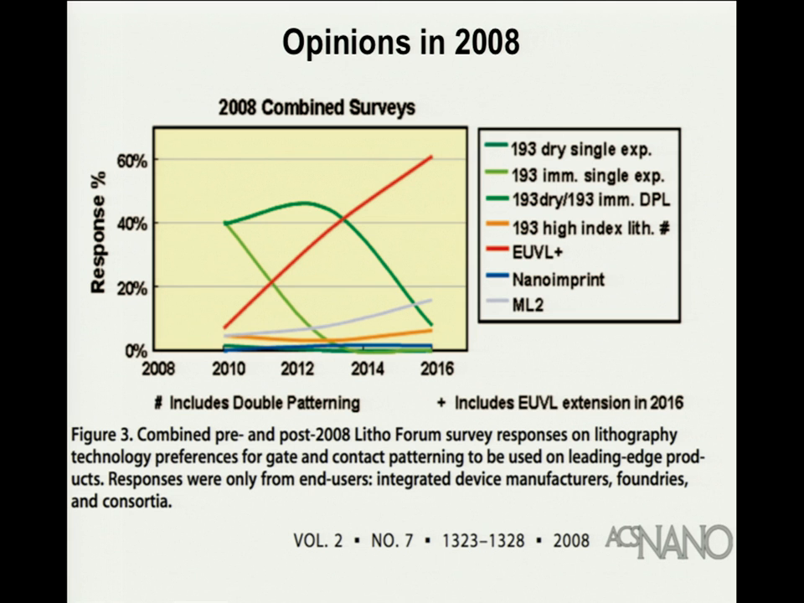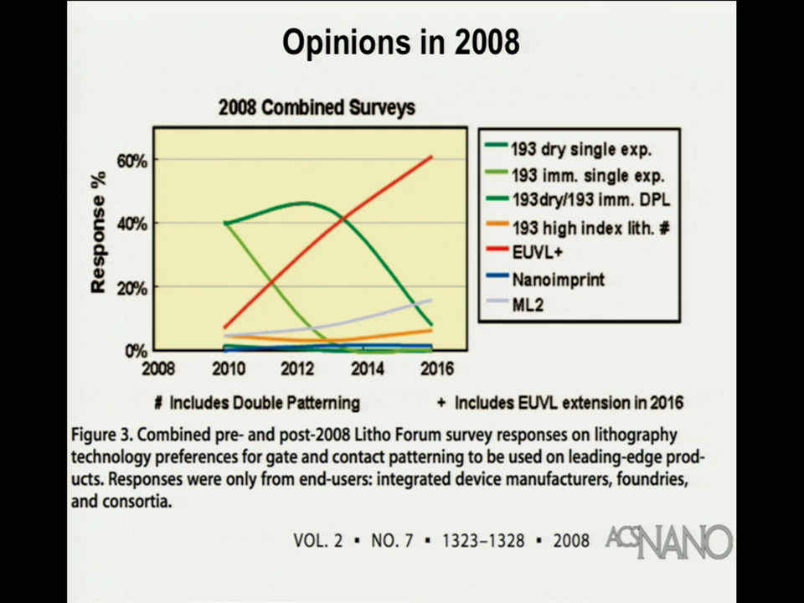193 nanometer single exposure, which is without the double exposure, was expected to go down, and indeed it has. It's really not done anymore to make the highest end products. This is 193 nanometer immersion double patterning lithography. They expected to get another 4 years out of this before it went down to almost nothing. And they expected extreme UV lithography to go way up and maskless lithography to go up exponentially to steal a little bit of the extreme UV's thunder.